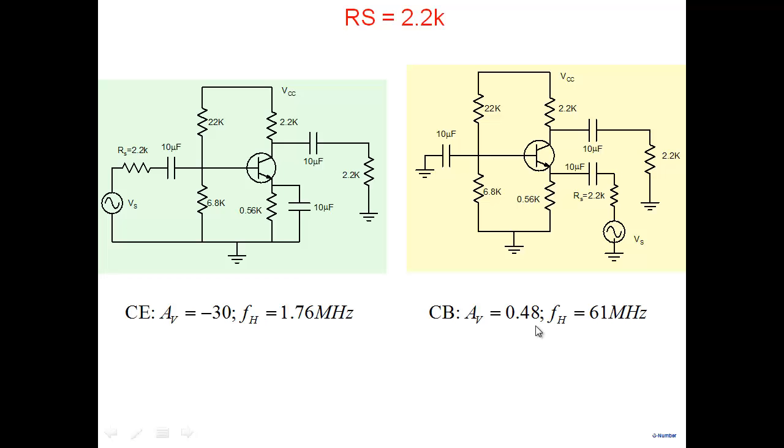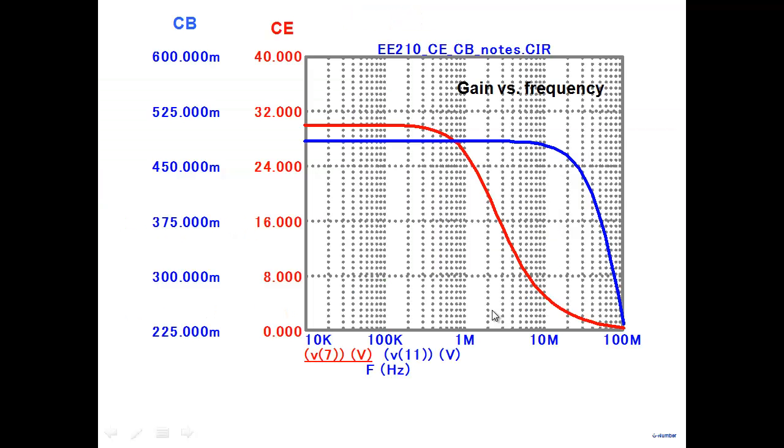Here, AV 0.48, upper cutoff frequency 61 megahertz. There'll be a strong temptation to throw it away. It's useless. I mean, yes, it's giving me 61 megahertz, but doesn't give me gain. An amplifier which attenuates the signal is no good, right? All right. Why? So this is what is shown by simulation here.